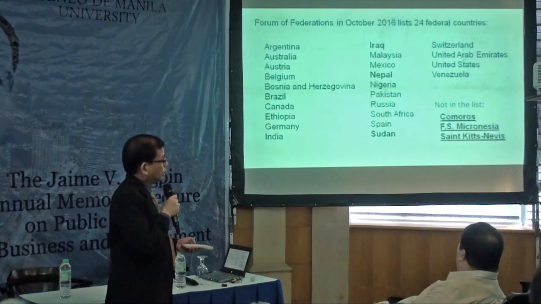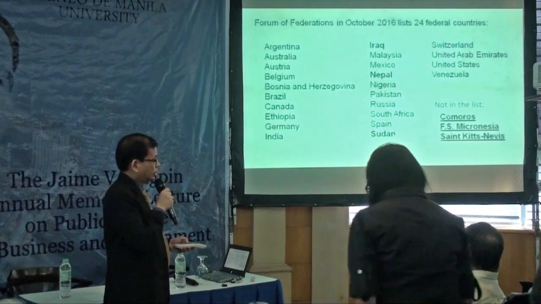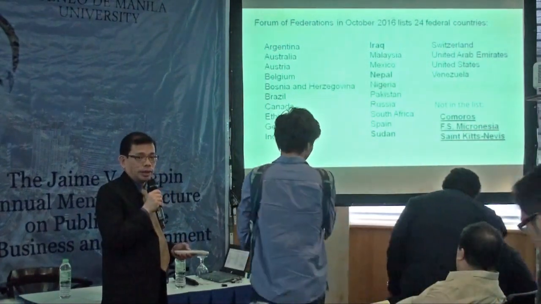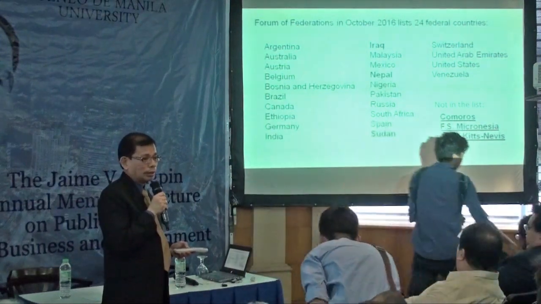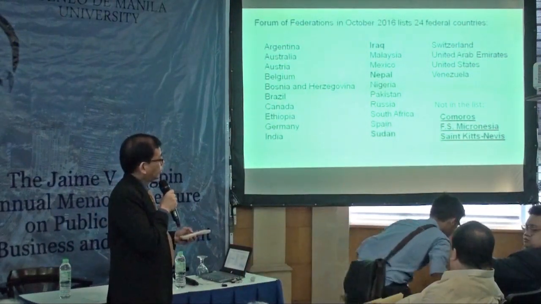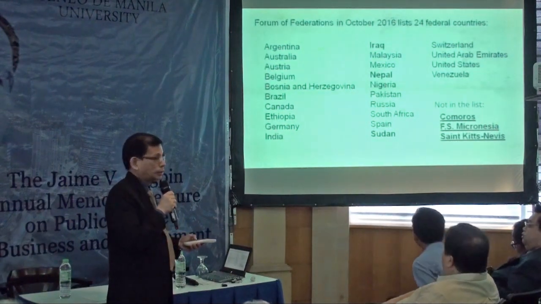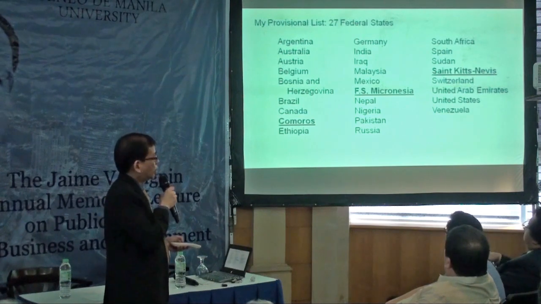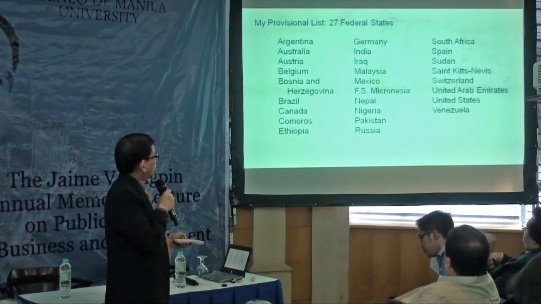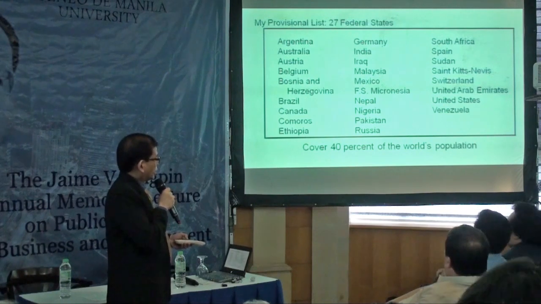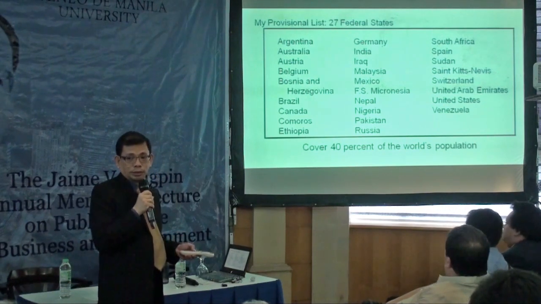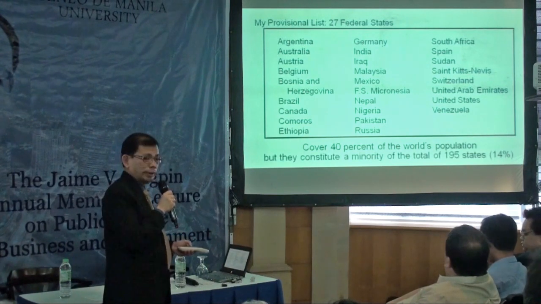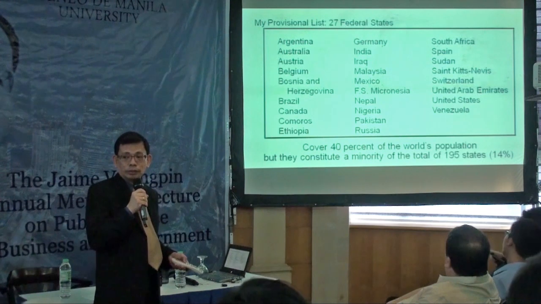But interestingly, it has taken out Comoros, the Federated States of Micronesia, and St. Kitts and Nevis, which are still federal countries. So if we add the three taken out, my provisional list would be 27. There are 27 federal states. These 25 federal states cover 40% of the world's population. But in terms of numbers, they constitute a minority of the total of 195 states.